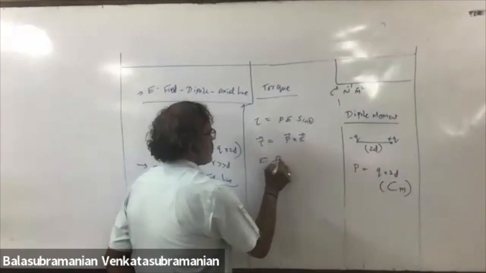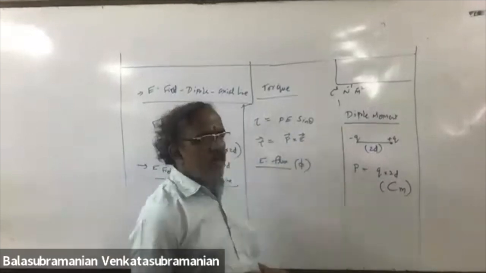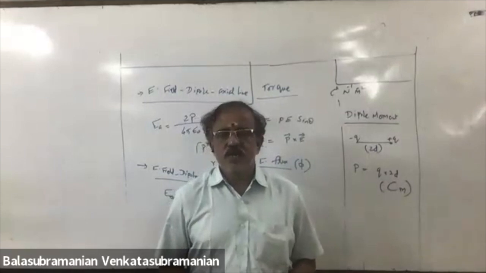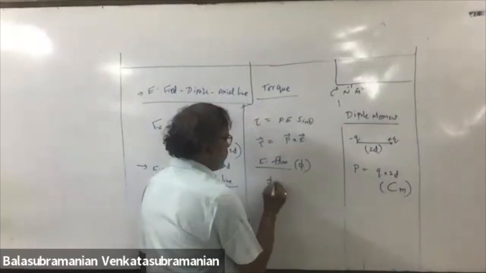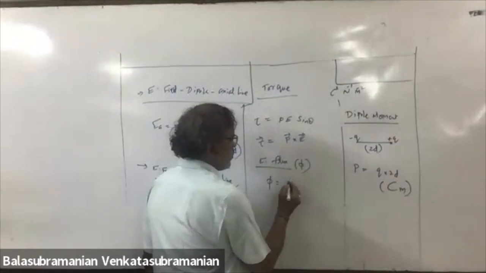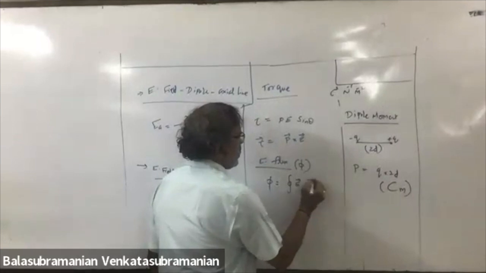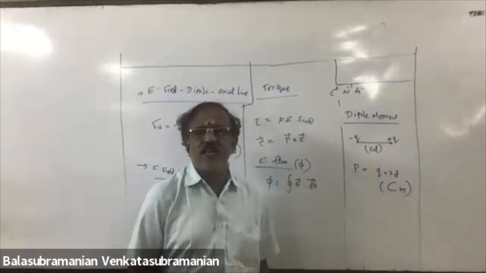Electric flux. The number of electric lines passing through a given area, we call it electric flux. That is phi is equal to closed integral E vector dot dA vector. dA vector you can write, or dS vector you can write, anything you can do.